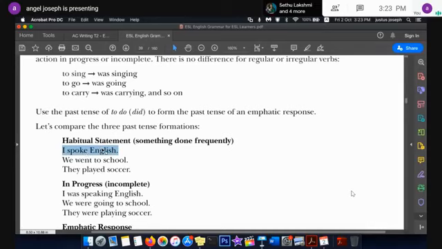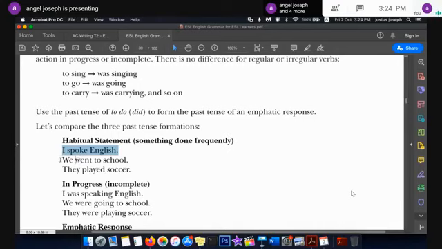I spoke English. This means I spoke English in the past. Now this past can be many years back. This past can be a moment back. Now that's up to you how you use it. So past becomes a little bit complicated here, depending on where you stand, or how long back it was.